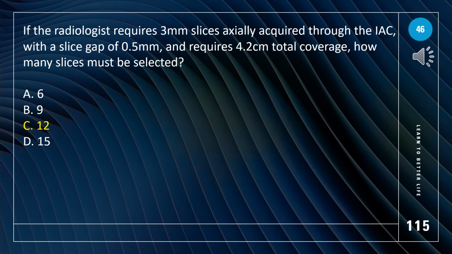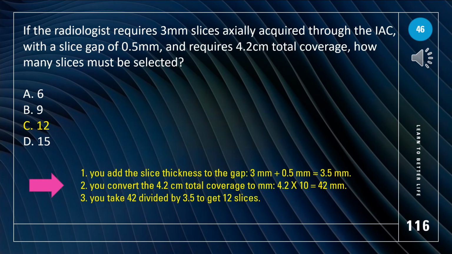The answer is 12. First, you add the slice thickness to the gap, 3 mm plus 0.5 mm equals 3.5 mm. Then, you convert the 4.2 cm total coverage to millimeters, 4.2 times 10 equals 42. Finally, you take 42 divided by 3.5 to get 12 slices.